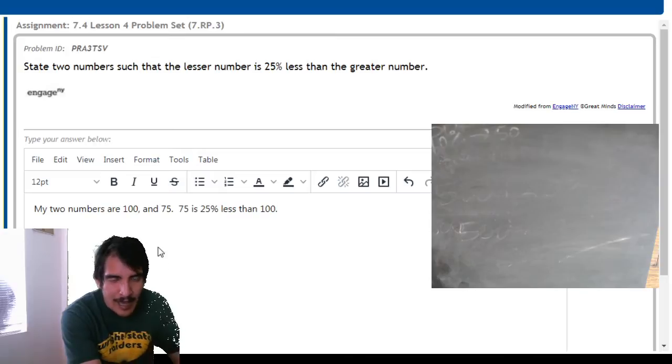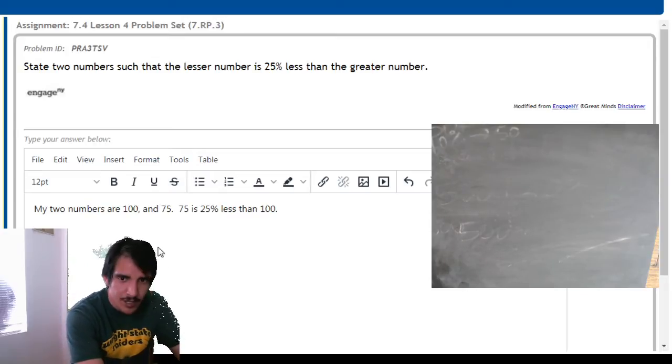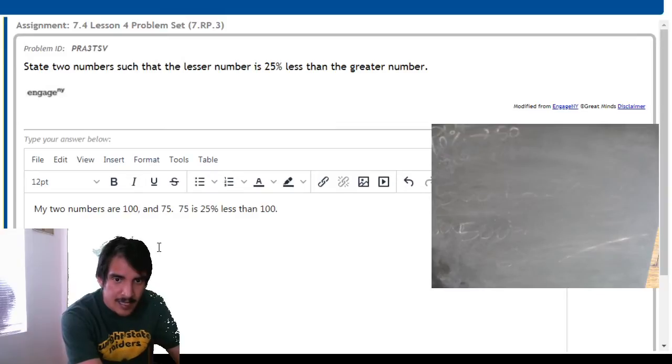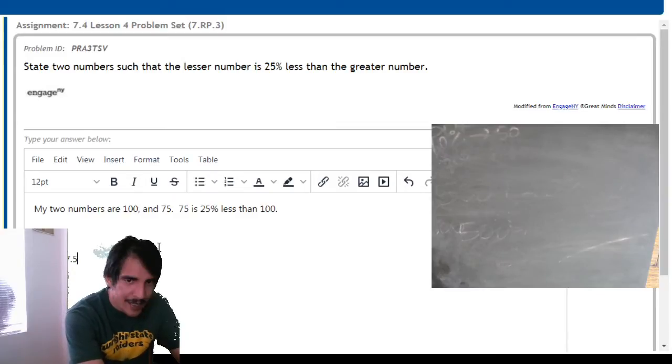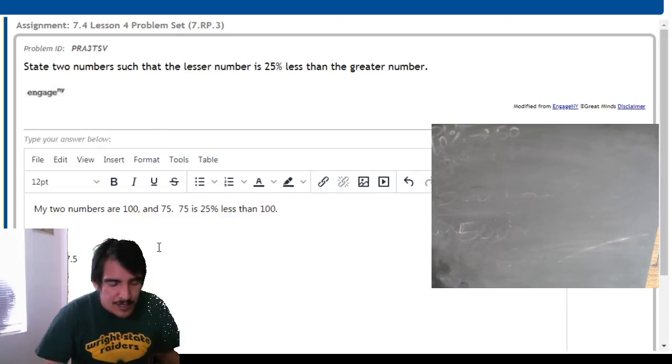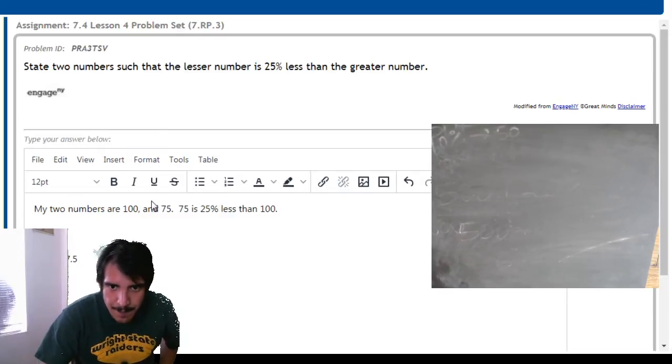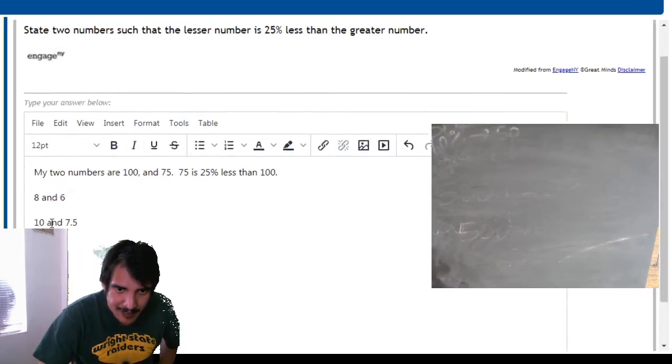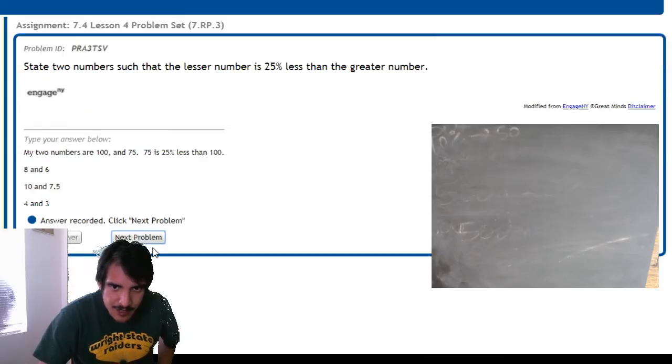I'm going to give you, now I'm just going to list other examples. You could do 8 and 6 because I think I saw that some people had. You can do 10 and 7.5. You can do 4 and 3. Those are just some examples, okay? Because they all would help you get 3/4, right? 3 out of 4, 6 out of 8, you know? Those are just some examples.